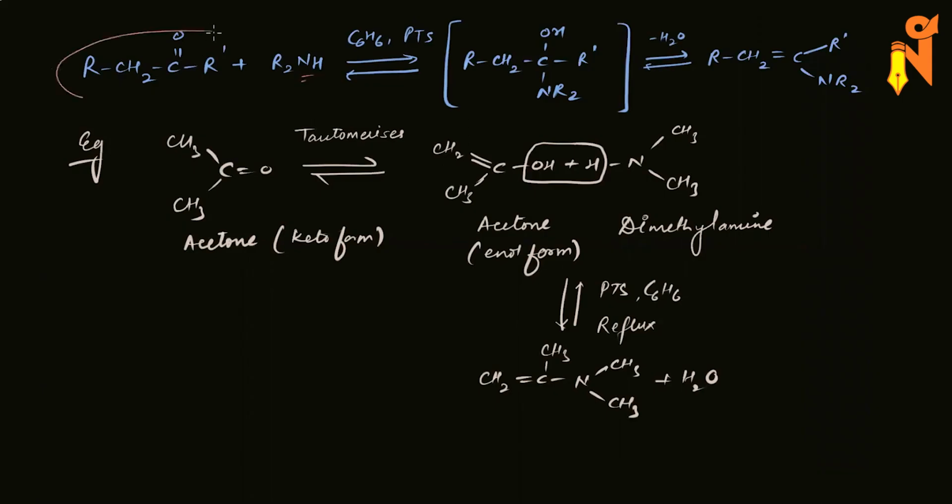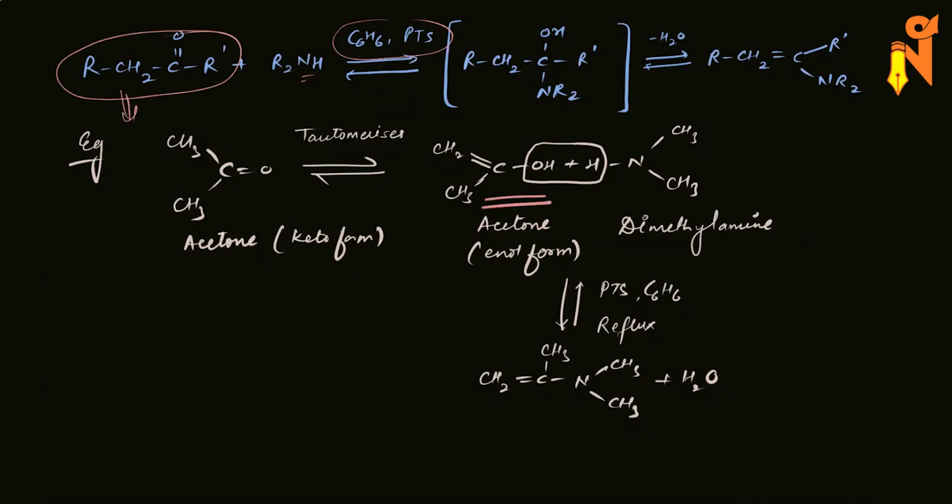So basically what happens when you take any aldehyde or ketone, we take a condition in which these aldehydes and ketones can tautomerize. We provide them certain reagents and catalysts. So we give benzene and PTS. These are two catalysts which basically accelerate the process of tautomerization. So your aldehyde or ketone tautomerizes to form an enol.